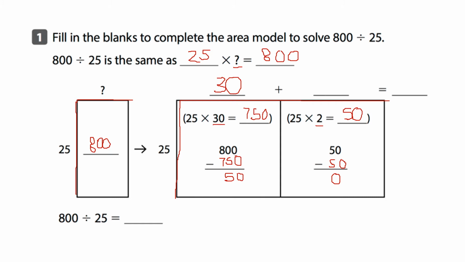The partial quotient for the second box is 2 because the divisor is being multiplied by 2 as the partial quotient. So now I look at the very top and say 30 plus 2, which is adding together my partial quotients, and the final answer, or the result, is 32. And at the very bottom, I'm going to restate the whole thing again. 800 divided by 25 equals 32.